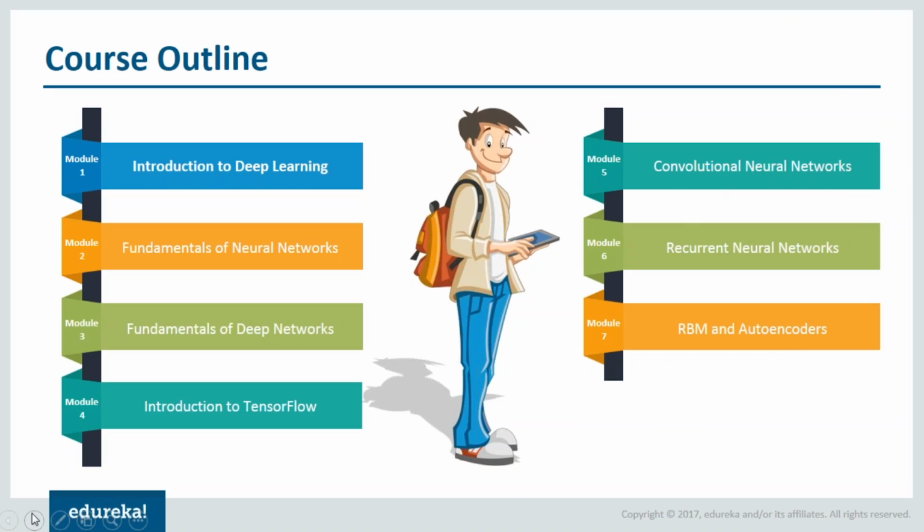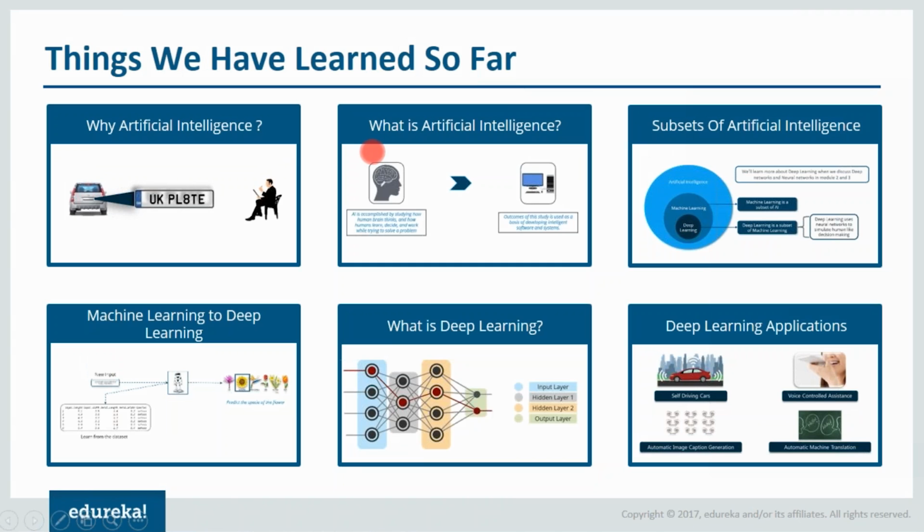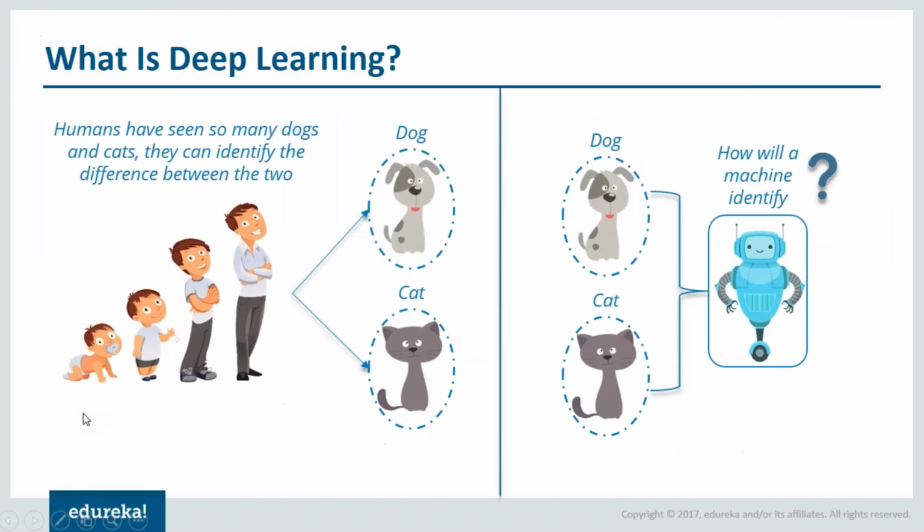Fine guys, let us move forward and understand what all things we have understood so far. So guys, these are the things that we have studied in the previous session. We first understood why artificial intelligence, what is the need of artificial intelligence. Then we saw what exactly it is, and we also focused on various subsets of artificial intelligence, that is machine learning and deep learning. Then we understood how we came from machine learning to deep learning, and we saw what exactly is deep learning along with various applications of deep learning. So guys, we'll move forward now and understand what exactly is deep learning and how it works.